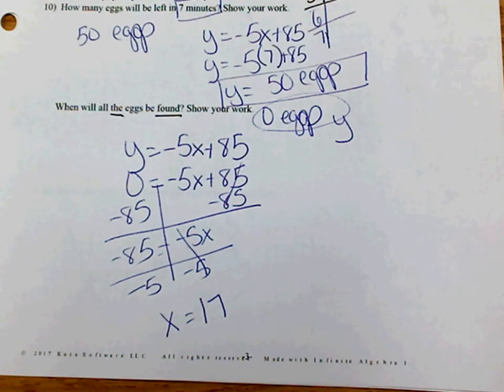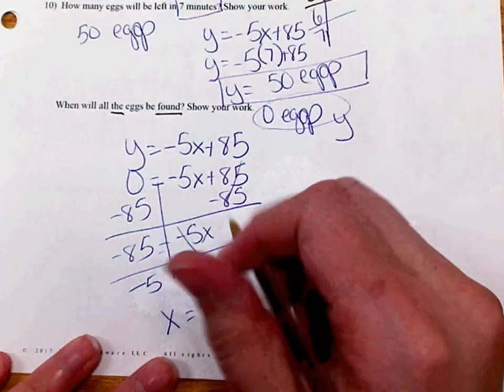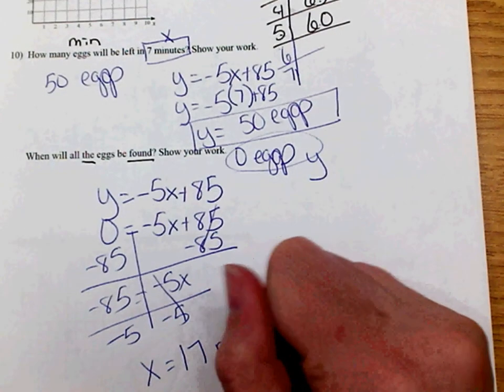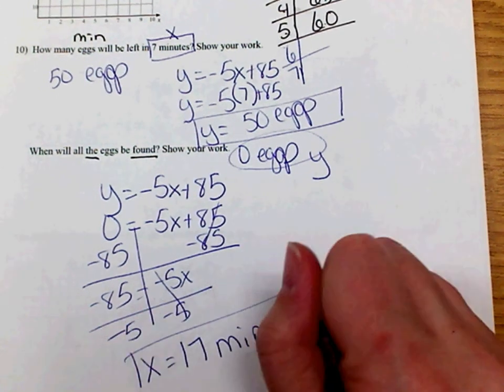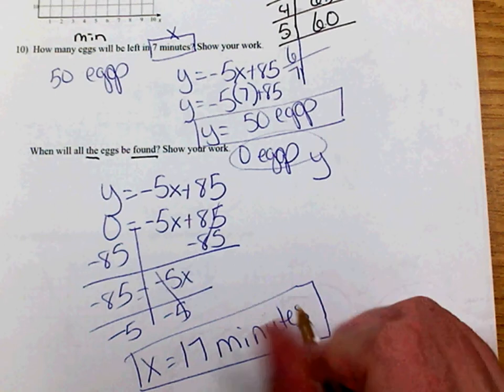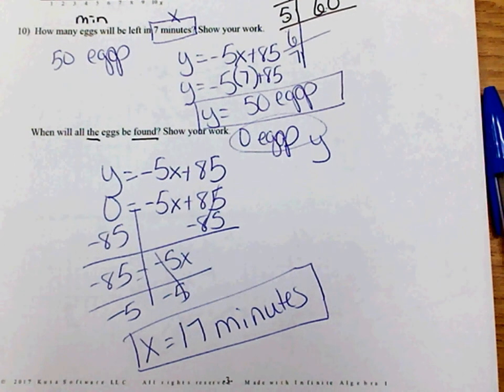Okay, so 17 what? This is an x, so it's therefore minutes because x is minutes, so 17 minutes. So when will all the eggs be found? In 17 minutes. It will take Billy, little Billy, 17 minutes to find all the eggs.